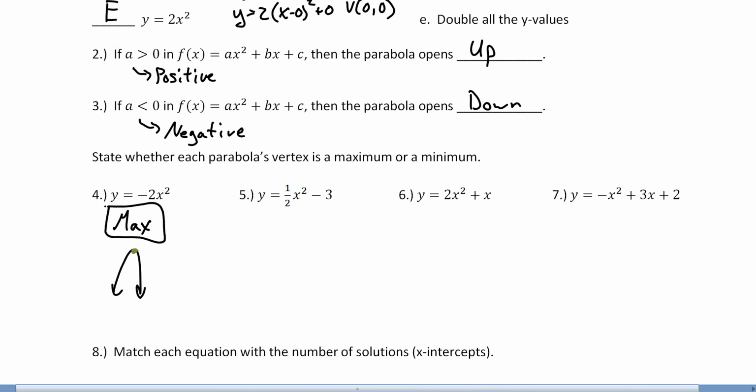The next one, the a value is a positive 1/2, so this thing's going to open up. It's going to be a wide parabola that opens up. Either way, if the parabola opens up, the vertex is now at the very bottom of this thing, so that's a minimum.